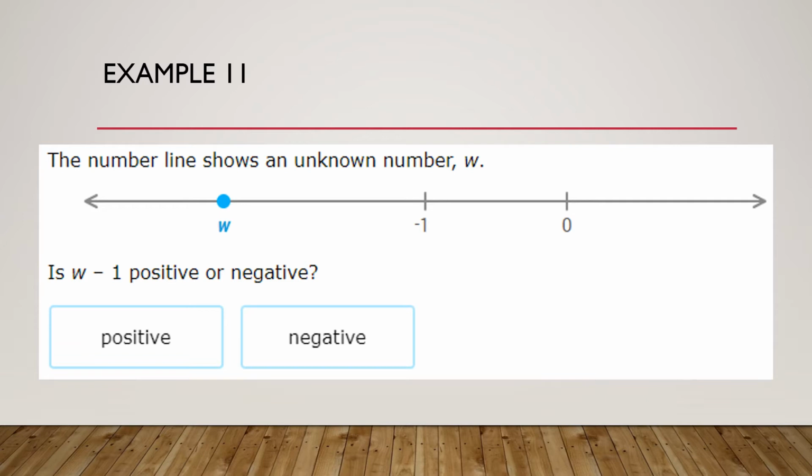Okay, so we can see that w is pretty far down into the negatives here on this number line. I would guess it to be around -3, but we're not certain of that. However, if we are subtracting 1 from that w, remember if we subtract 1, we're going 1 to the left. So that's going to put us further into the negatives.